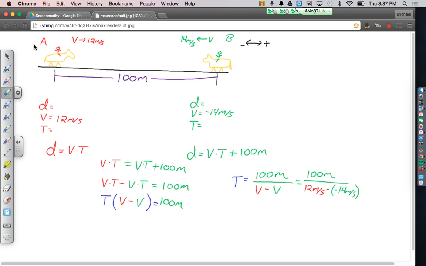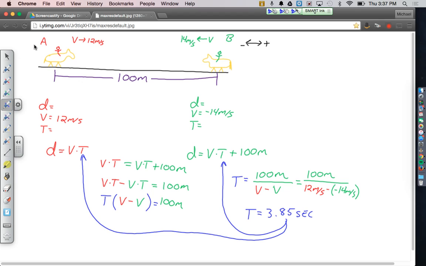When I plug all of that into my calculator, I end up with a time equal to 3.85 seconds. And that's how long they will both be traveling before they actually run into each other. Now I can take that time and plug it into the t in one of my initial equations to get the d, which is what I really want, where they're going to be. I'll use Sir Albert's equation just because it's a little bit easier without the 100 added in, and it's already set up for what I want.